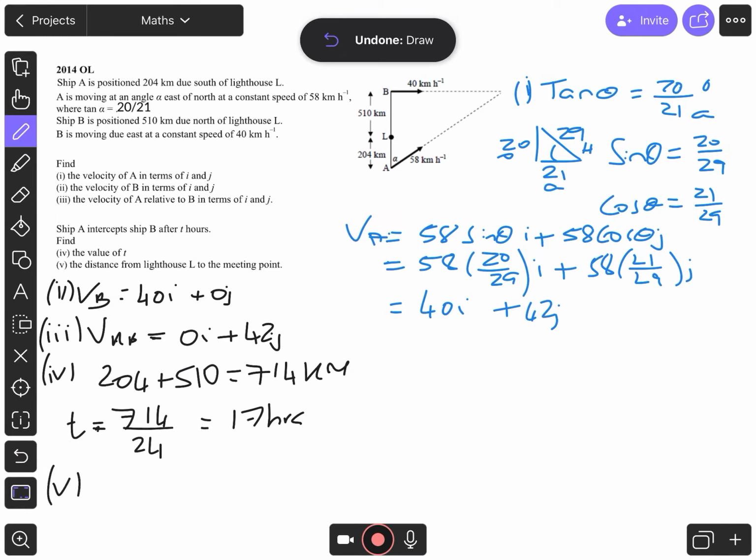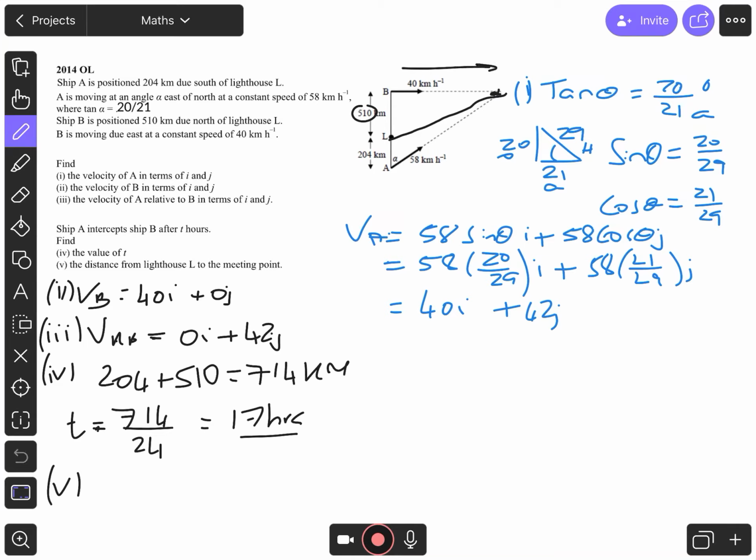For the fifth part, it says to find the distance from the lighthouse L to the meeting point. We know that for 17 hours they have been going easterly, and that they're going to meet at an easterly point, whatever distance out here. What we're looking for is how far that is. So we're going to create this right angle triangle. We know we have 510 on this side here.